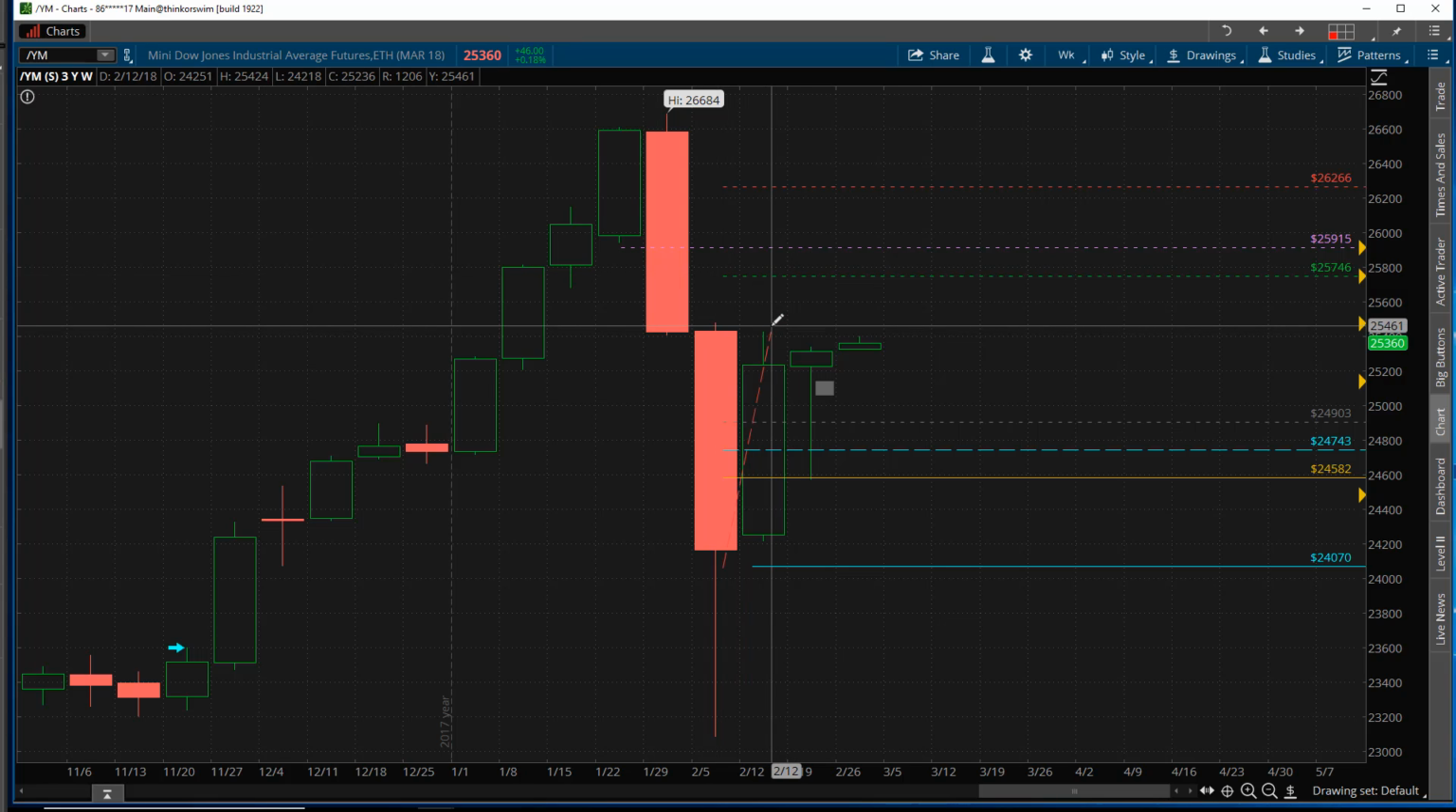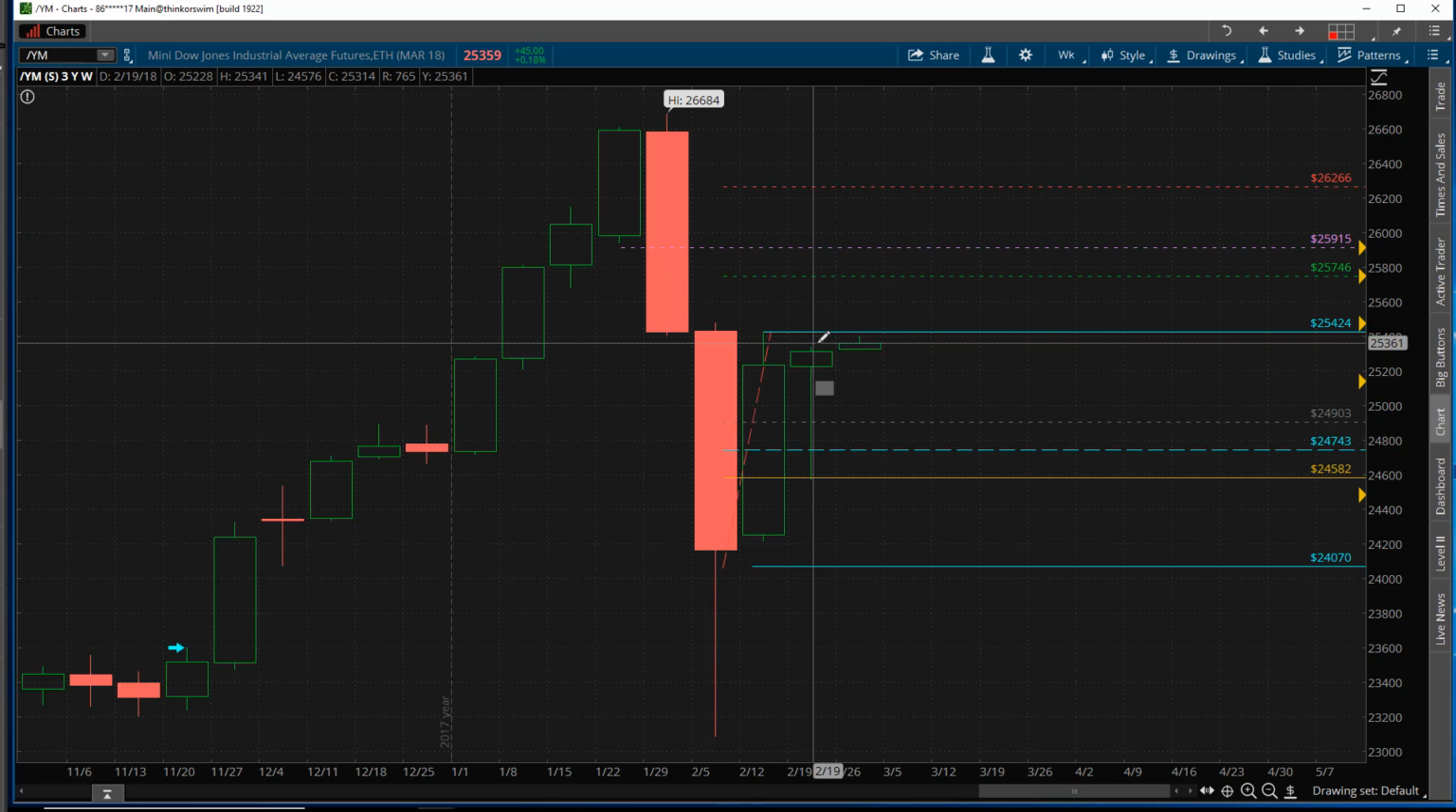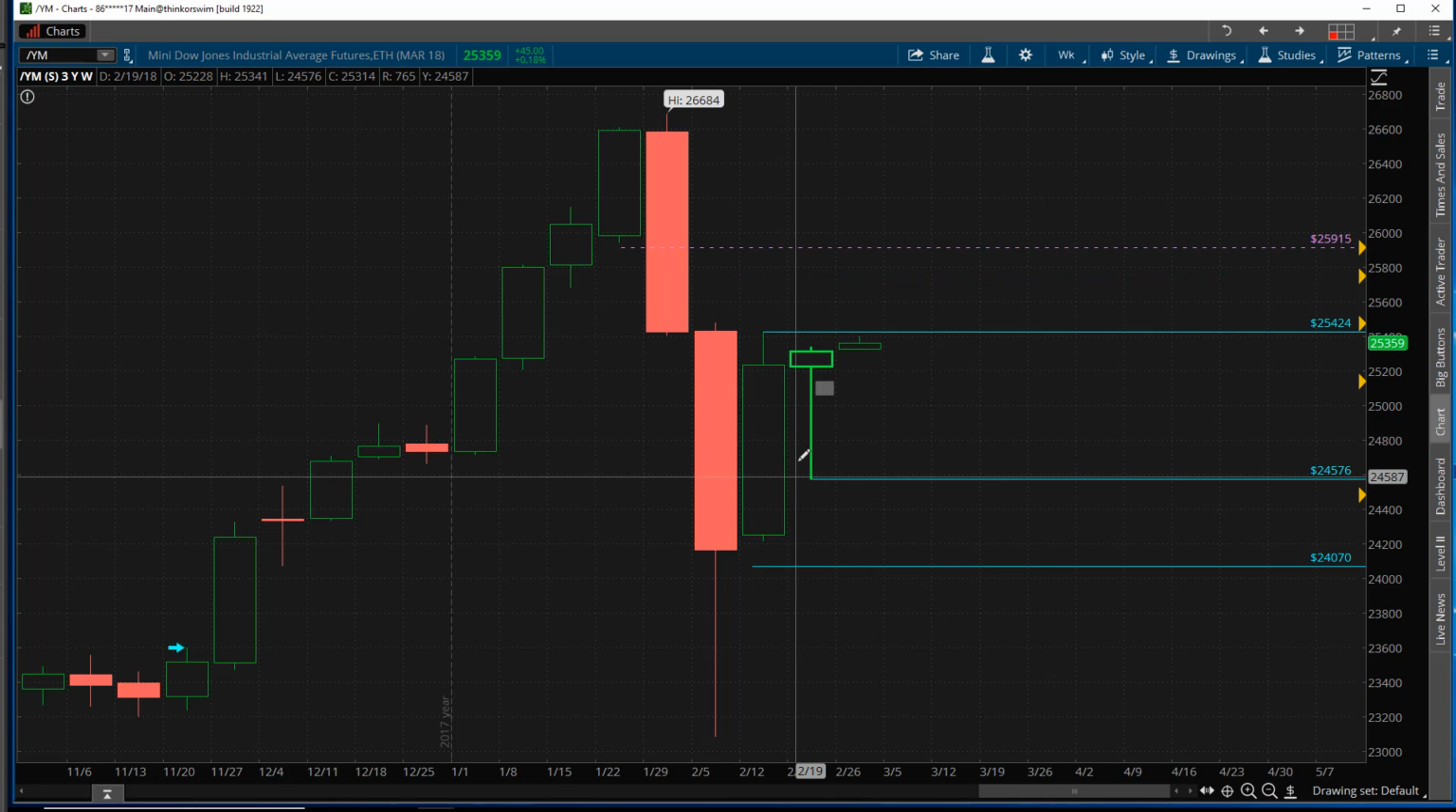Now, when we get those double inside weeks, when we break out of those inside bars, we can see momentum continue to shift in the direction of the break. Since there's two different inside weeks here, there's two different potential break zones. Now, if we were to break lower, 24,576 would be a breaking of the low of the week.